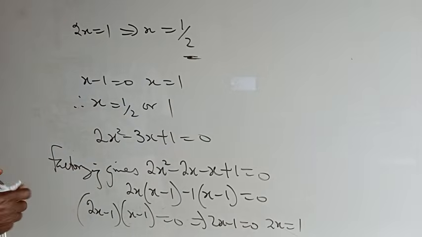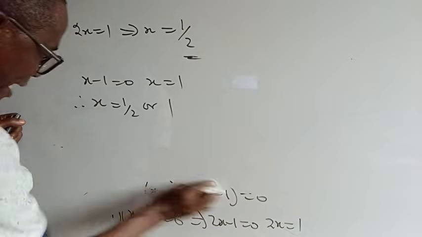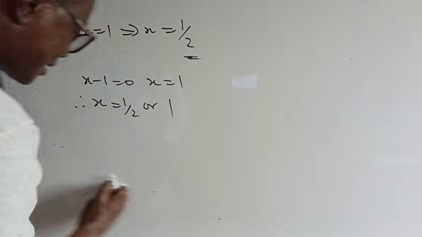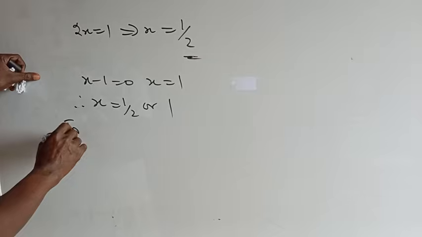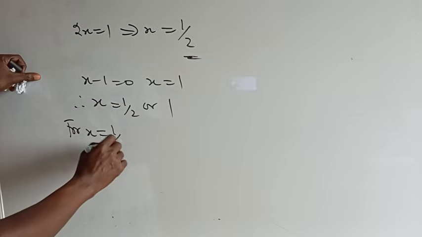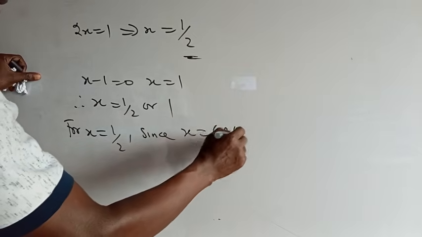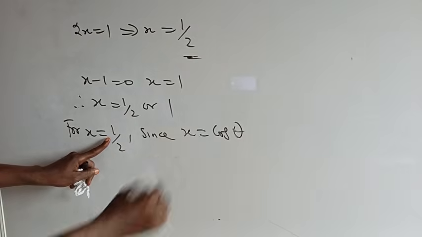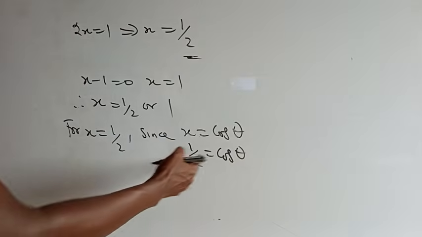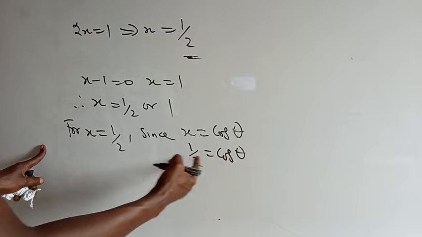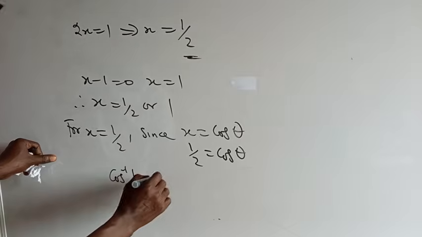Now, don't forget that in the question, we are not given x. We are the one that introduced x, and x was substituted for something when we started. So now, for x equals half, since x is equal to cos theta, we have half equals cos theta. I hope you get that. So how do you now get the value of theta here? When you take cos inverse of both sides, you have cos inverse of half equals theta.